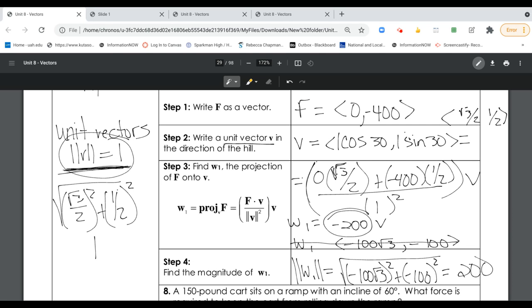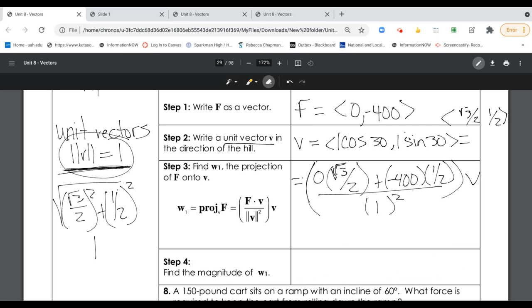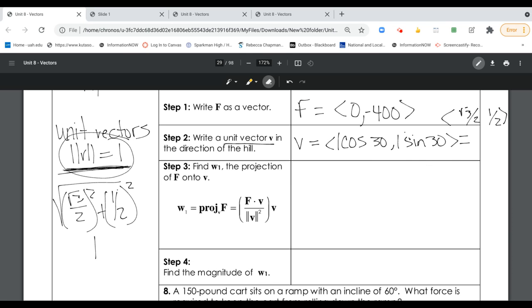Okay, so when we do step 3, this is what I want you to do. I kind of showed you how all of this works. So when you go to do step 3, we are going to show 0 times square root 3 over 2 plus negative 400 times 1/2. And all of that is divided by 1.